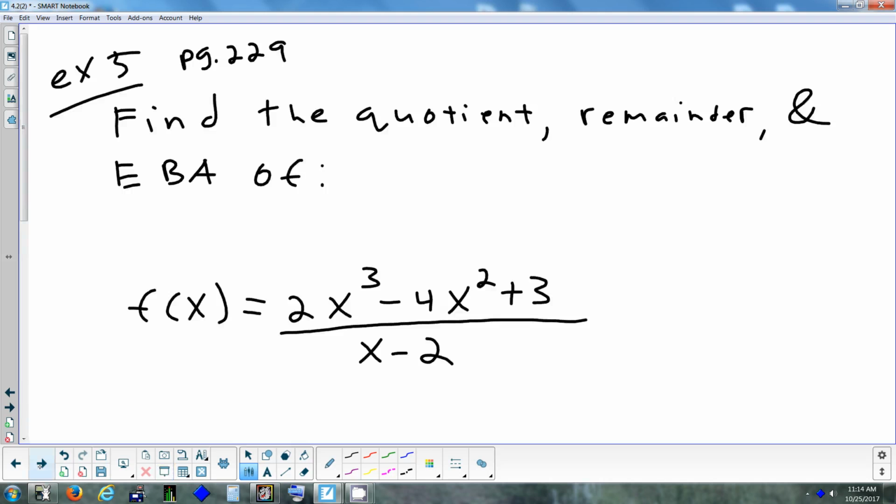Okay, let's try it on this one. Before I even do it, they're asking me to find the quotient, the remainder, and the EBA. What's the difference between the quotient and the EBA?